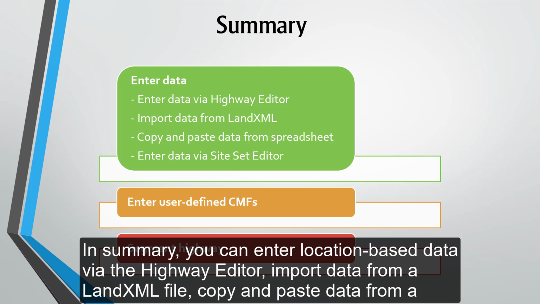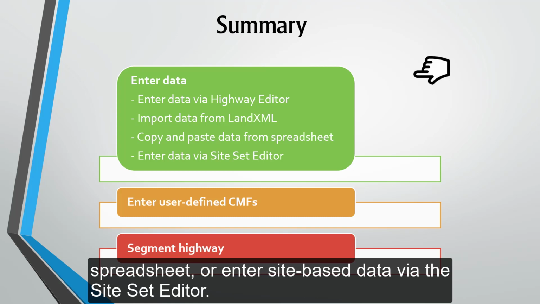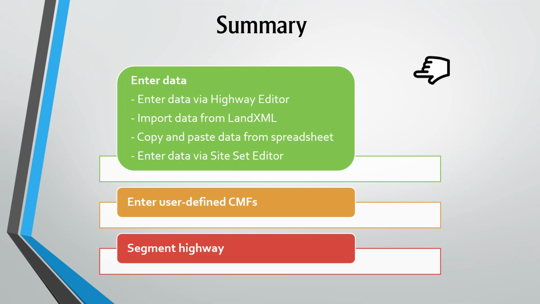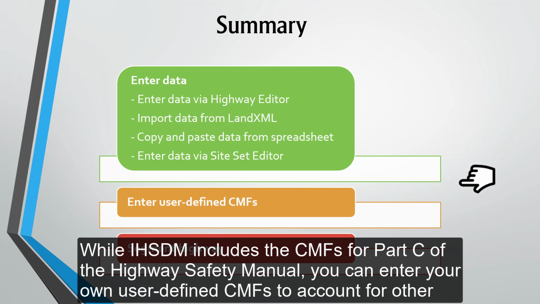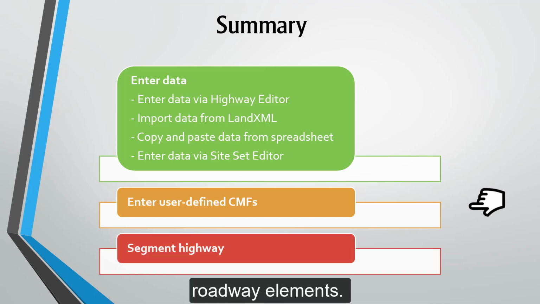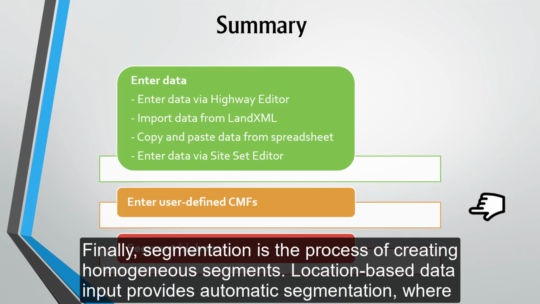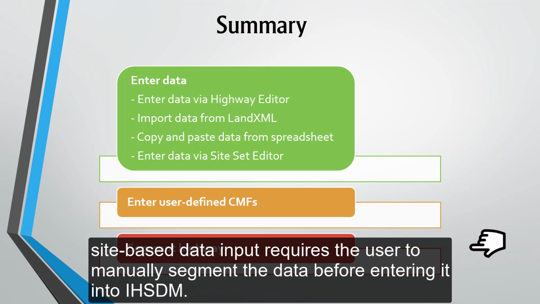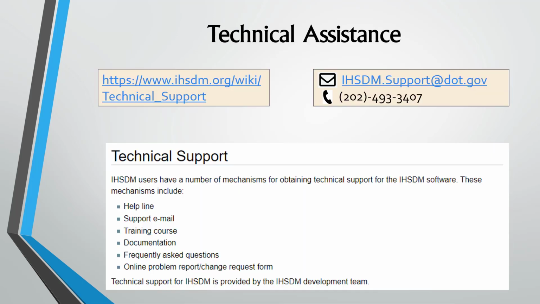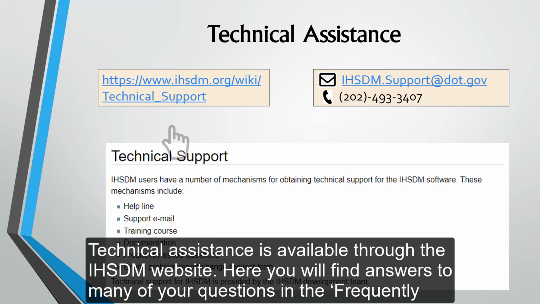In summary, you can enter location-based data via the highway editor, import data from a land XML file, copy and paste data from a spreadsheet, or enter site-based data via the site set editor. While IHSDM includes the CMFs for Part C of the Highway Safety Manual, you can enter your own user-defined CMFs to account for other roadway elements. Finally, segmentation is the process of creating homogeneous segments. Location-based data input provides automatic segmentation, where site-based data input requires the user to manually segment the data before entering it into IHSDM.